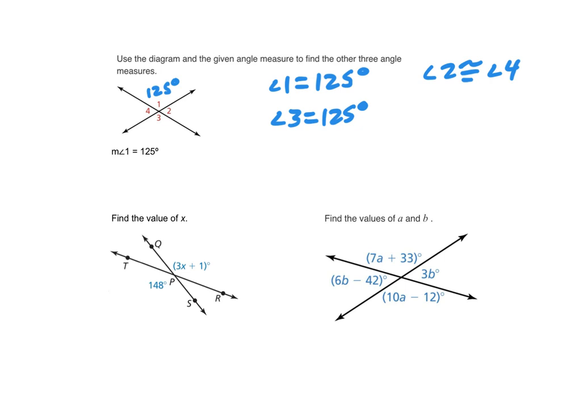Can I find the measure of 2 and 4? Yeah, because what do 1 and 2 form? Supplementary. They're a linear pair, right? These two together make a line, so they are 180. So I can take 180 minus 125.